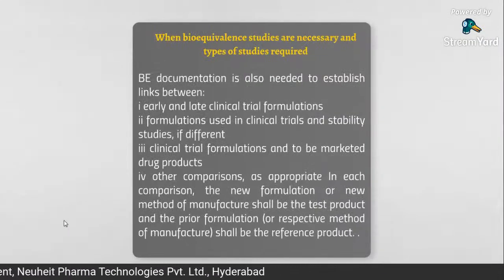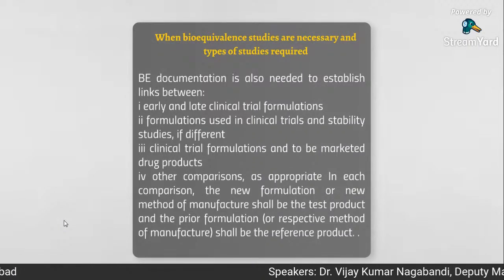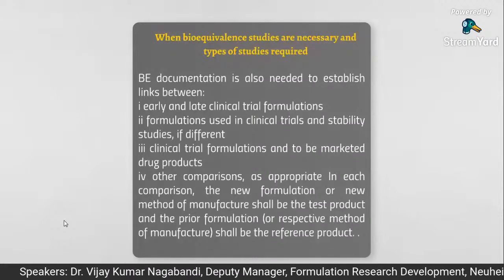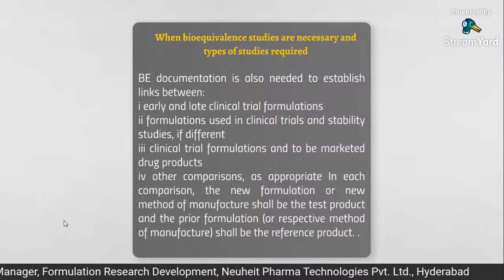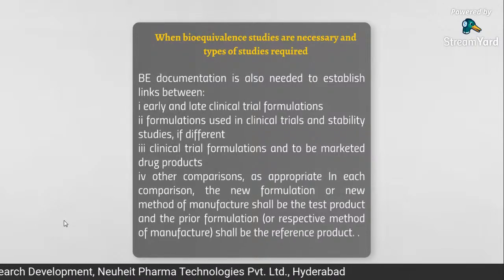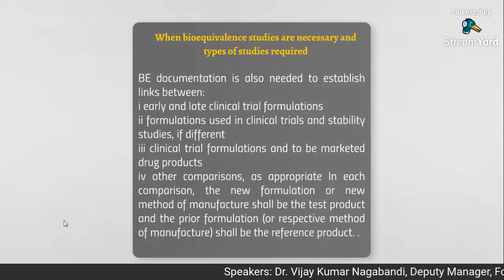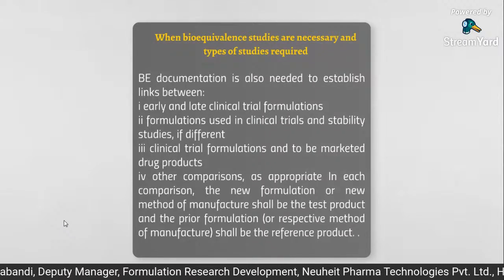And this is the slide when bioequivalence studies are necessary, but under other circumstances, like BE documentation is also needed to establish early and late clinical trial formulations. Like it is not a generic formulation, it is an innovator formulation, but you have done clinical trials long back and you are bringing the formulation into the market now. So recently fabricated batch versus previously conducted clinical trials batch need to be established. The correlation for that, bioequivalence is required.